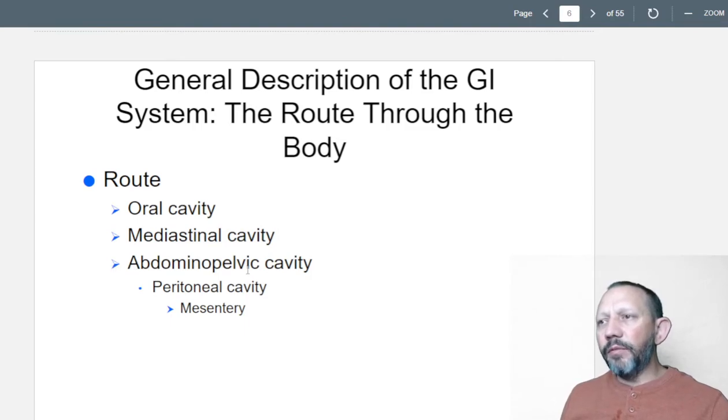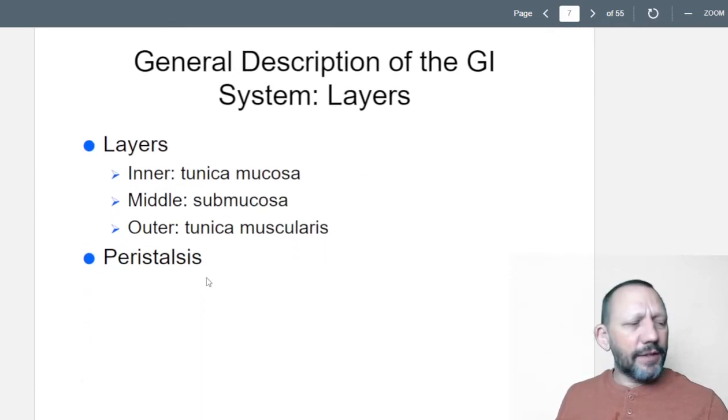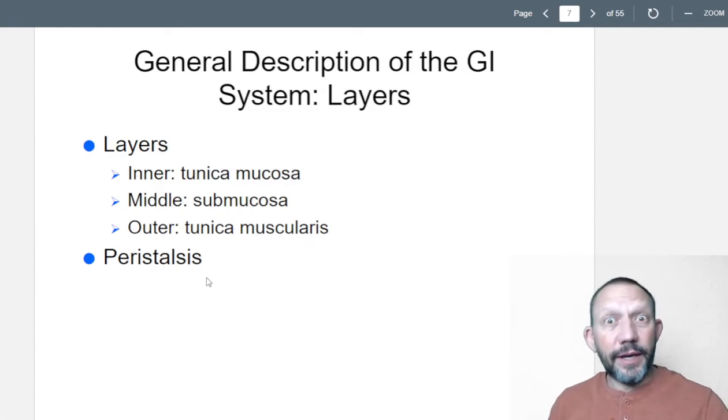The abdominal pelvic cavity, so it goes through the thoracic cavity or the mediastinal area of the thoracic cavity, and then it goes below the diaphragm into the first part of the stomach. Then we have the mesentery. The mesenteric has to do with the gut area actually. Just trying to check some things there.